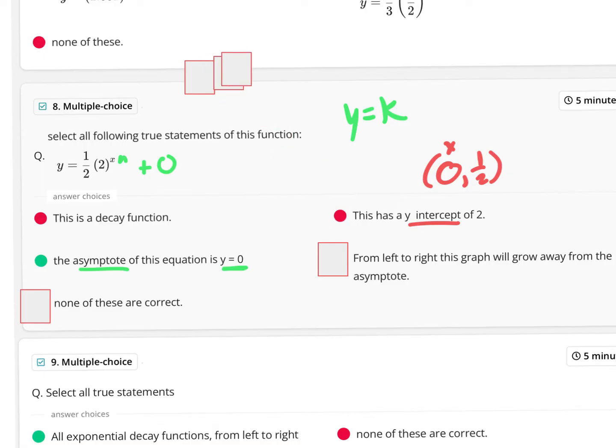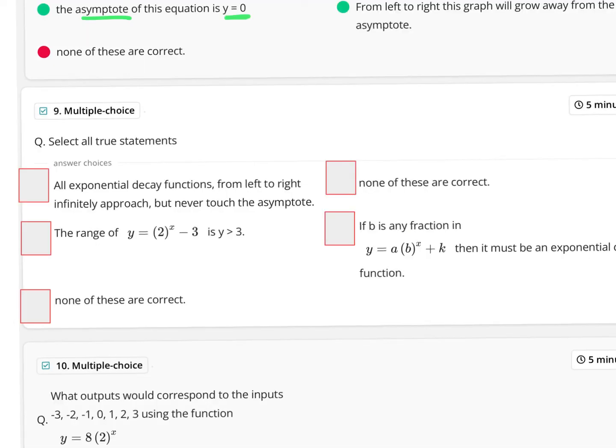That's why it's red. On this last one, it says from left to right, this graph will grow away from the asymptote. And this is a growth function, and it's true that growth functions from left to right will grow away from the asymptote. So this is a correct answer.